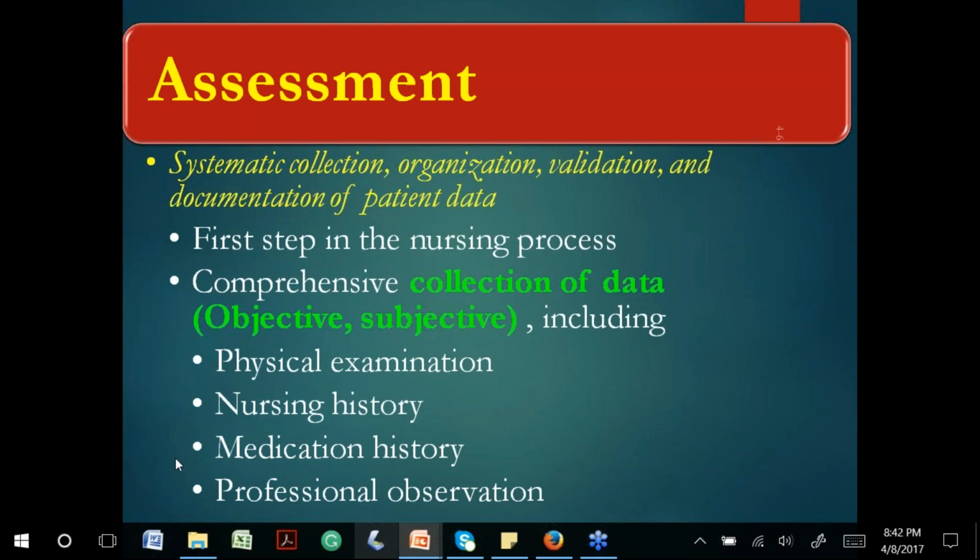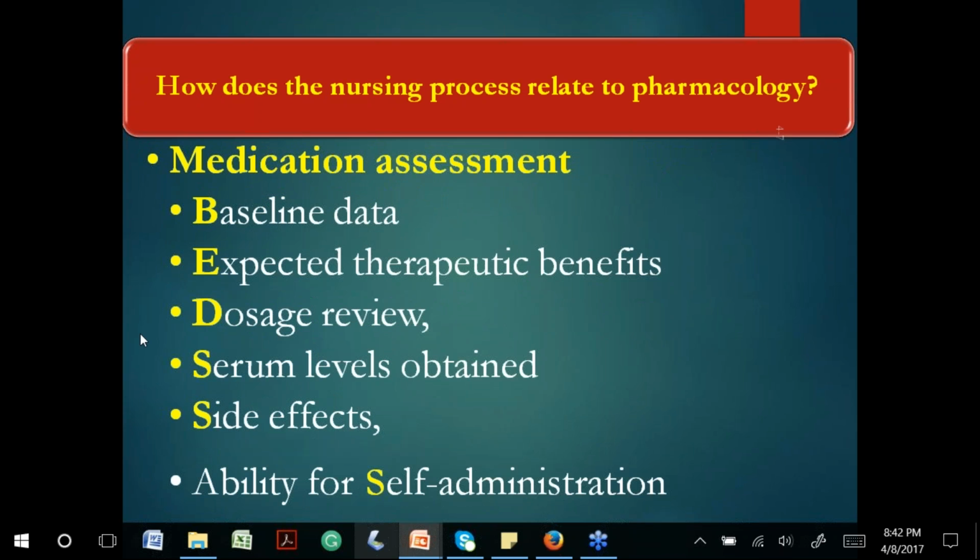Okay, so that is about the assessment. Besides that, verbally you are going to obtain the subjective and objective data. You do the vital signs, that is objective too. After that you do your physical examination, nursing history, medication history, and in general overall observations of the patient. So let's keep going on assessment and medication assessment. This is related to pharmacology, baseline.